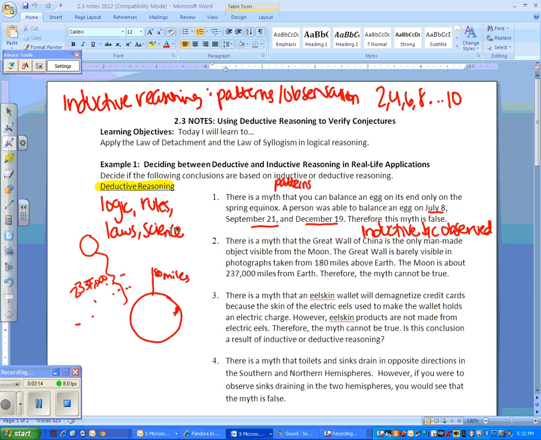So because you were using science and logic, this is deductive reasoning. An example of inductive reasoning would have been if you went up into space on Monday and you couldn't see the Great Wall of China, and then you went up again on Tuesday and you couldn't see it, and you went up on Wednesday and you still couldn't see it, so you would conclude that it's false. So that would be an example of patterns, and that would be inductive reasoning. I want you to try to do 3 and 4 on your own.